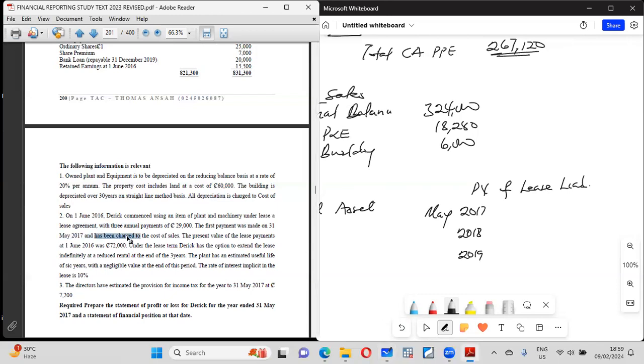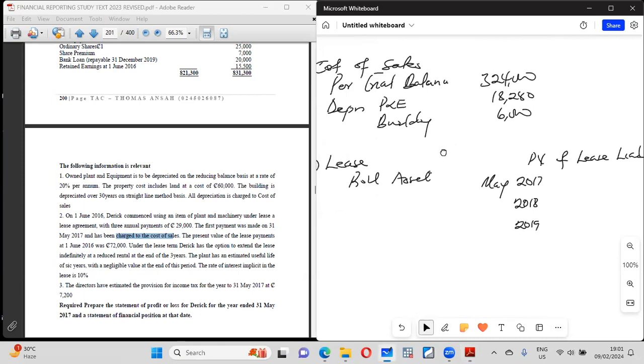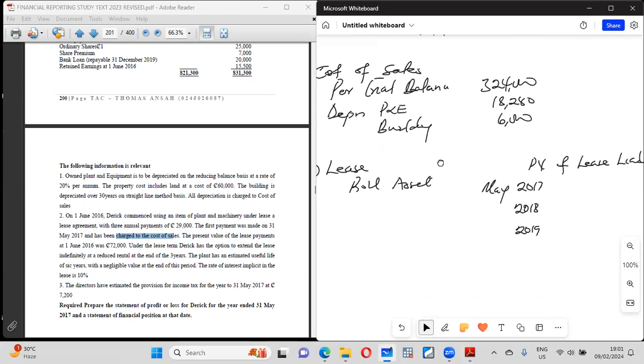And it says that the first payment has been charged to cost of sales, which shouldn't be. Payments don't go to cost of sales. So they said that the first 29,000 has been treated in cost of sales. It shouldn't be. If it has been charged to cost of sales, it means in our cost of sales, we need to remove that particular one. We don't charge lease payments to cost of sales; it is to cash flow. So we have to deduct that 29,000 error.